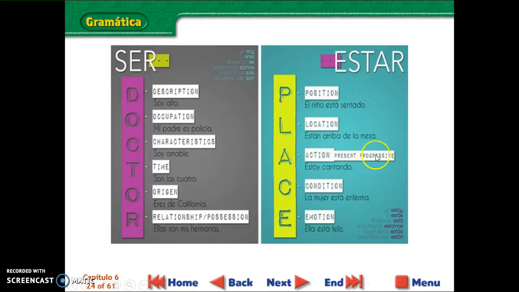Action, which is the present progressive form. You have not learned this yet, but eventually you will. This is like the ing in Spanish. I am singing, okay? Condition: la mujer está enferma. Condition, this is not permanent. Again, it's temporary. She's not sick forever. Emotion: ella está feliz. She is happy. Okay? So hopefully this will really help you. Think ser, permanent, doctor. Estar, temporary, place.